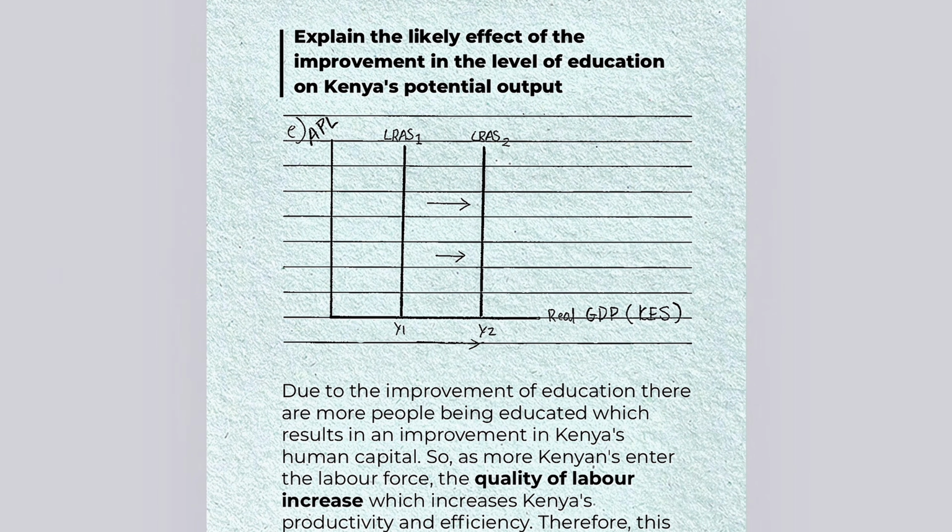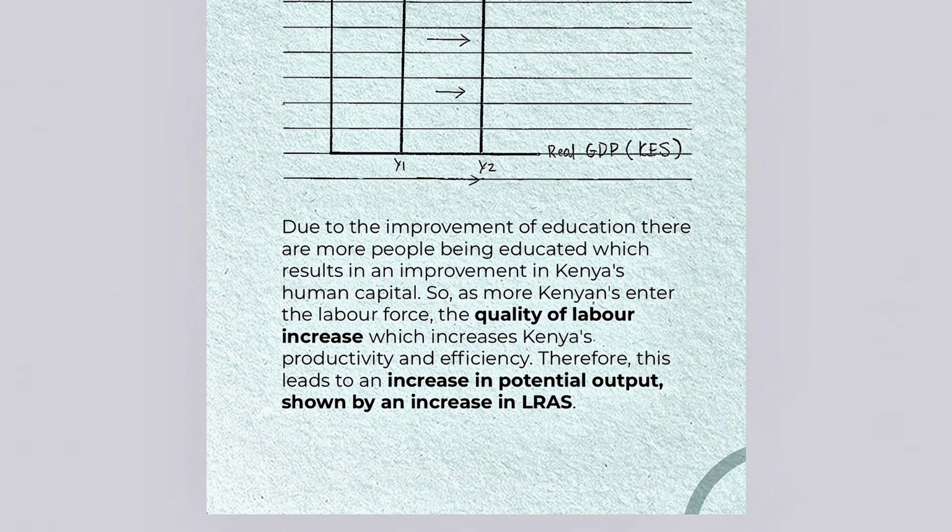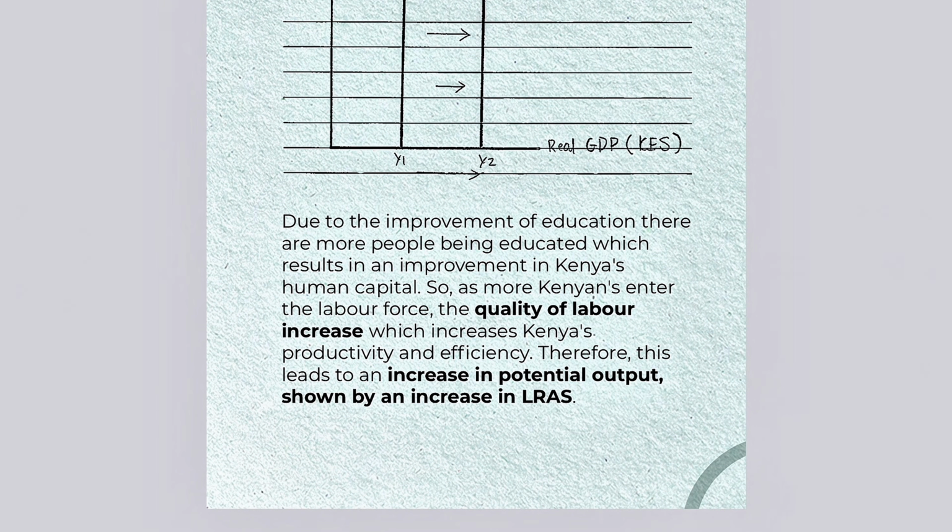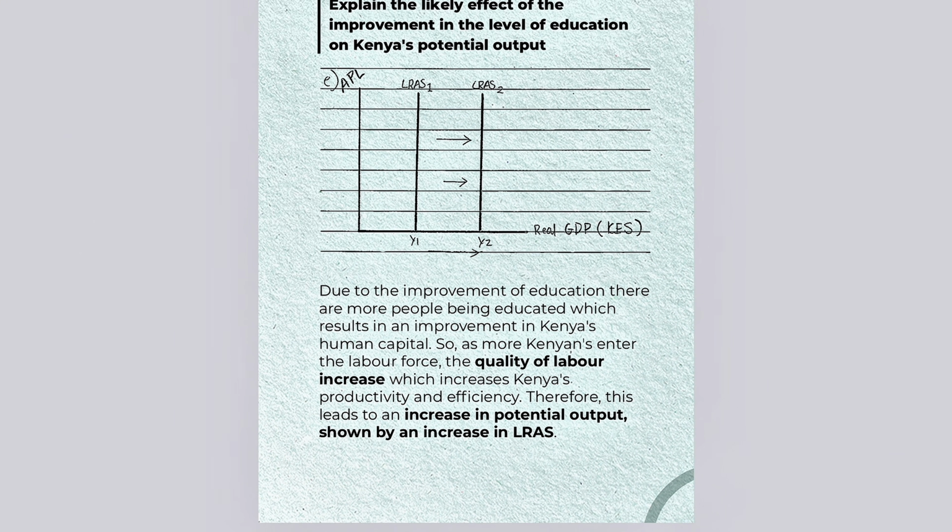And the explanation follows a very similar format. Improvement in the level of education will lead to quality of labor increase, which increases Kenya's productivity and efficiency. Therefore, this leads to an increase in potential output shown by the increase in LRAS. You can see that this candidate did not fully use the labels on the diagram for their explanation, but that's okay. As long as they have the cause and effect in their explanation, they will get the 2 marks.